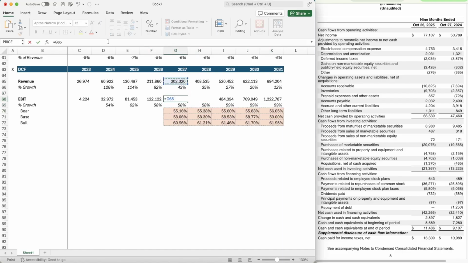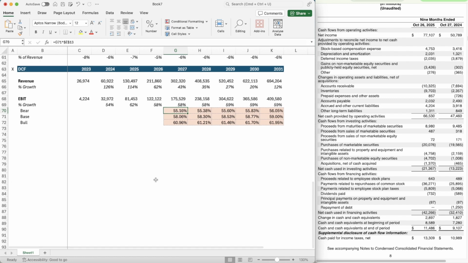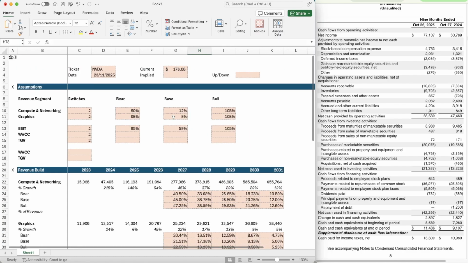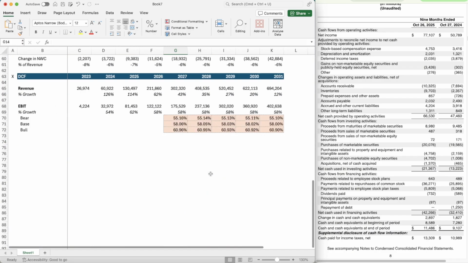This is the revenue, and multiply it by the EBIT margin. It's too optimistic. I think that's fair. Let's put this one down to 58 instead of 59. Yeah, we'll go with that.